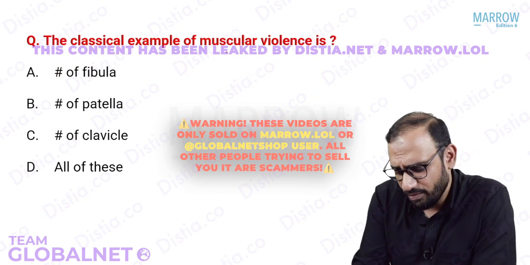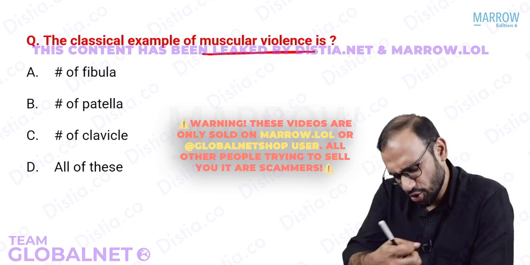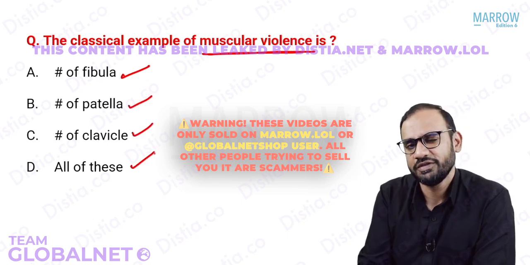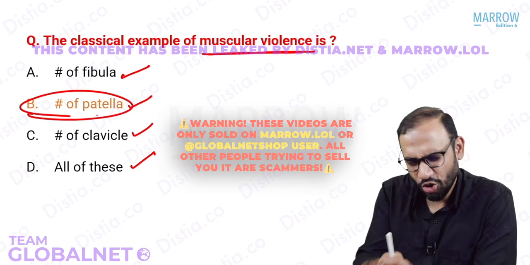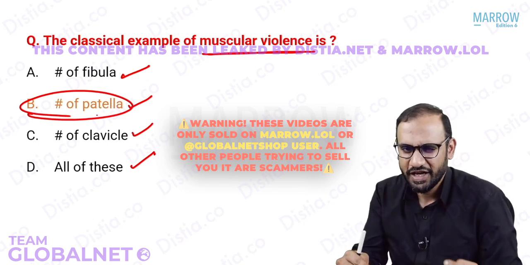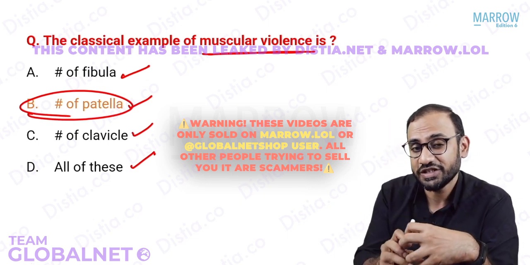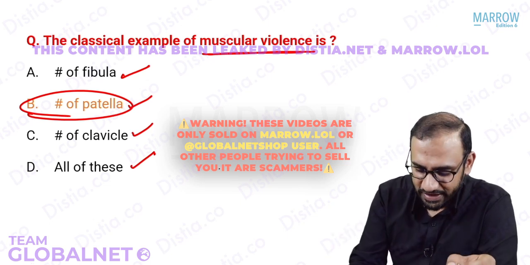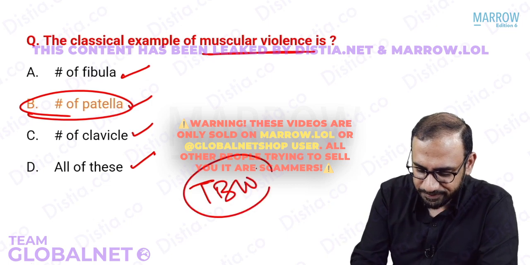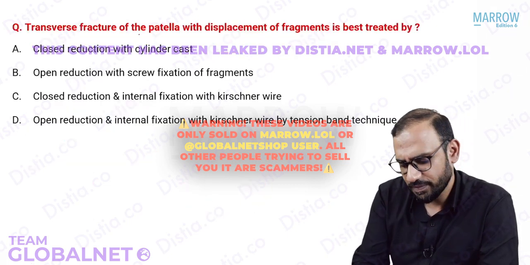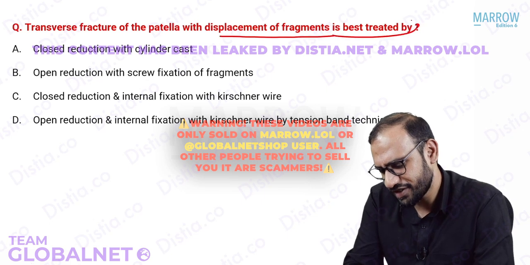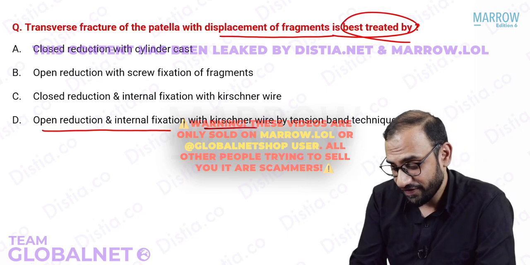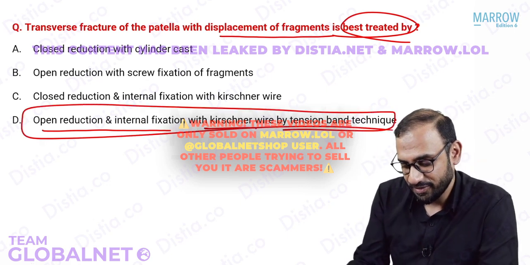The classical example of muscular violence, strong muscular pull: fracture fibula, fracture patella, fracture clavicle, all of the above. The answer is fracture patella. Strong pull of muscle causes transverse fracture, and in order to reduce the fracture, you need to convert the distractive forces into compressive forces. So what is the treatment? Open reduction, internal fixation with tension band wiring. Transverse fracture of the patella with the displacement of the fragment is best treated by open reduction, internal fixation with K wires and tension band technique. That is the best answer.